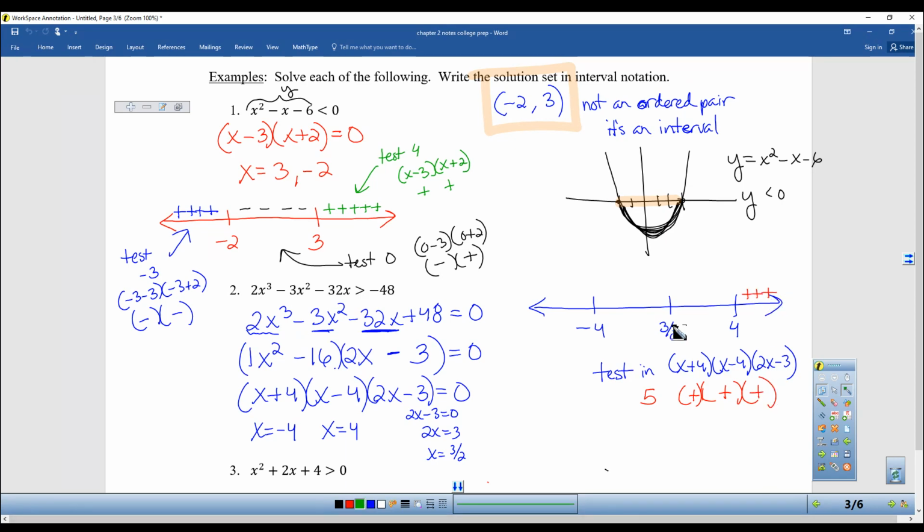Now I'm going to test something in this interval. So this is 1.5. I just need a number between 1.5 and 4. So I'm going to say 3. 3 plus 4 is positive, but 3 minus 4 is negative. And sometimes you might have to do a little math. So 3 times 2 is 6. That's going to come out positive too. Positive times a negative times a positive is a negative.